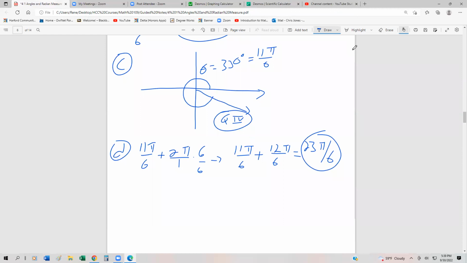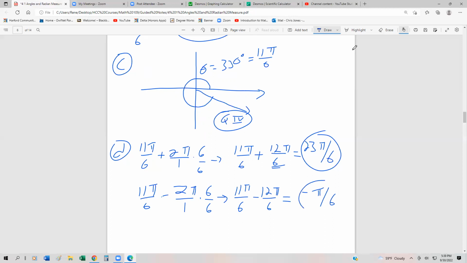And then another coterminal angle is when we take 11 pi over 6 minus 2 pi, and we're going to multiply that by 6 over 6, just like we did previously. So that's going to be 11 pi over 6 minus 12 pi over 6. It's the same value as we just got. That's going to be negative pi over 6. So those are our two coterminal angles in radian measure.